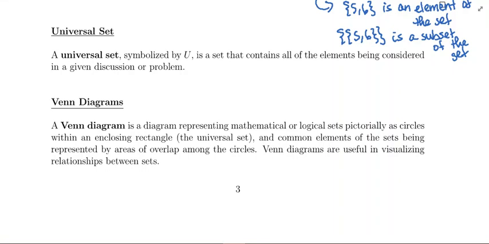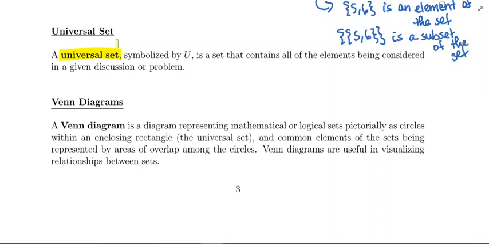At the bottom of page 3, there is some more set terminology that we need to go through. The first thing we have here is something called the universal set. A universal set is symbolized by U. If you see a set named U, the U is reserved for the universal set. It is a set that contains all of the elements being considered in a given discussion or problem.